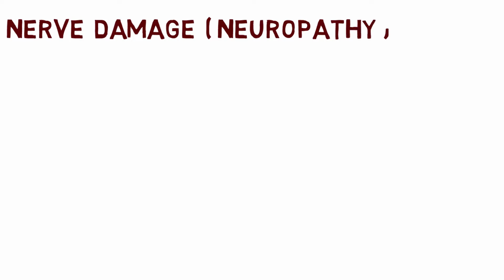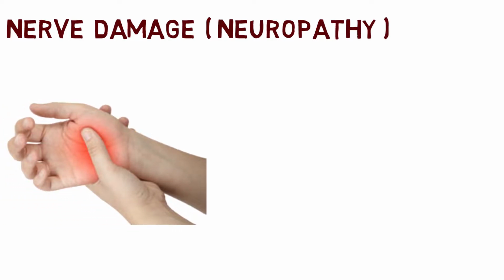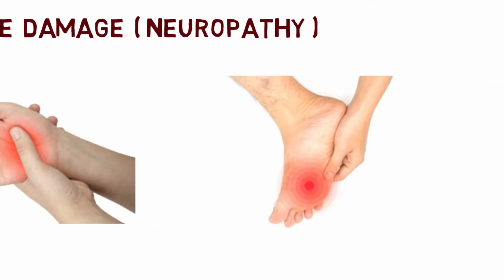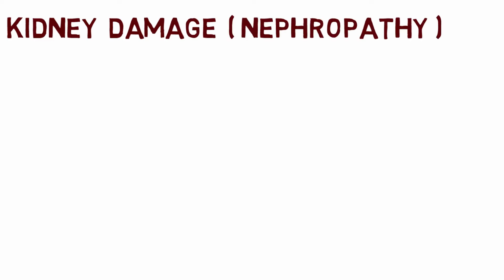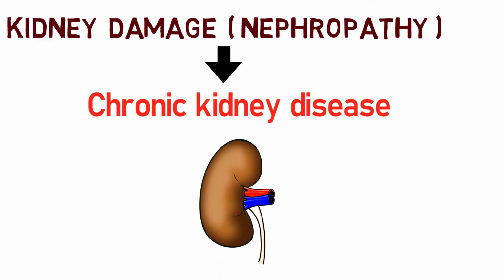Second group of complications includes nerve damage, which is termed as neuropathy. It includes numbing and tingling sensation that starts at toes or fingers and then spreads. Third group of complications includes kidney damage, which is termed as nephropathy. Kidney damage and diabetes lead to chronic kidney disease, which we will discuss in detail in another video.